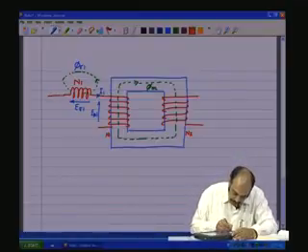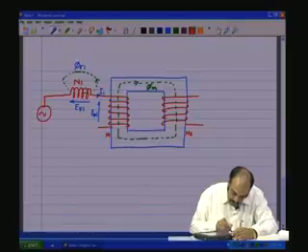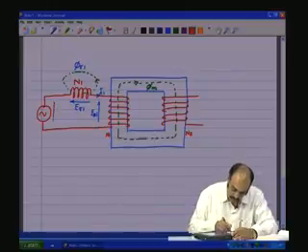and this flux of course is called phi m, the mutual flux. So, if I complete the primary portion of the circuit, there is the generator here which has an effective value of E g.